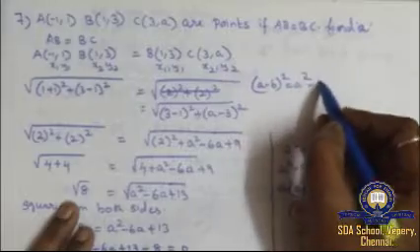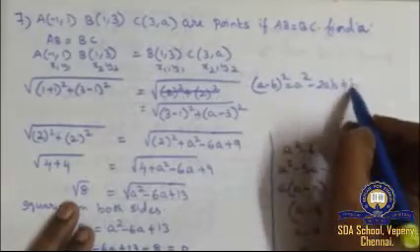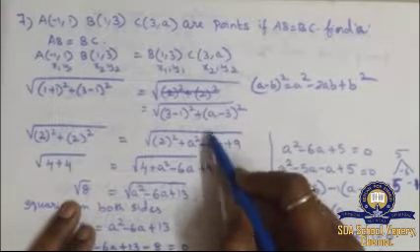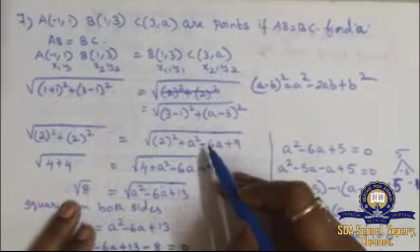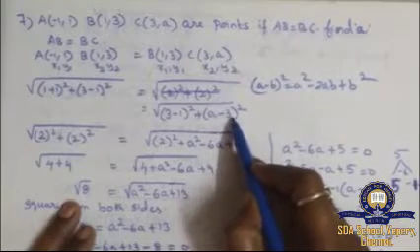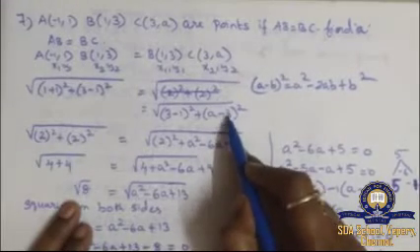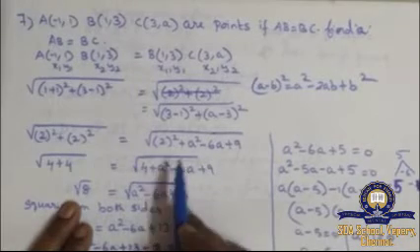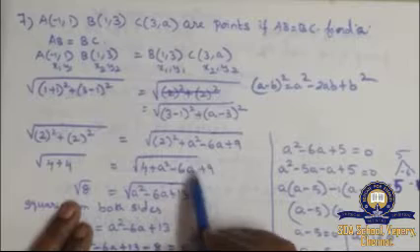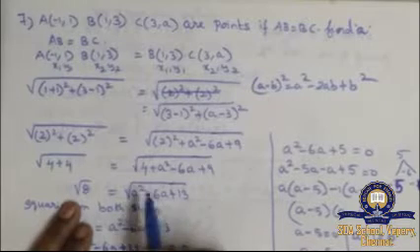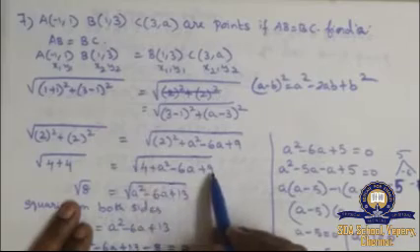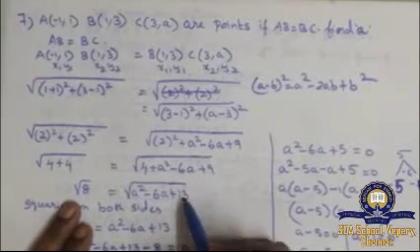That is a square minus 2ab plus b square. Instead of a square, instead of a it is a only, so a square minus 2ab. 2a is a, 3 is here, so 6a plus 3 square means 9 will come. So next step, 2 square is 4 plus a square minus 6a plus 9. Next step, a square minus 6a, I am adding the values, 4 plus 9 is 13.